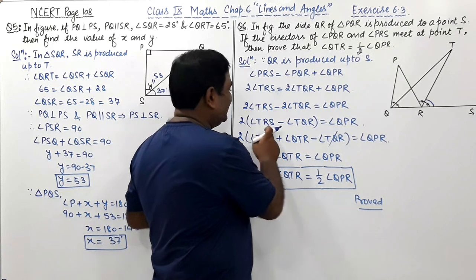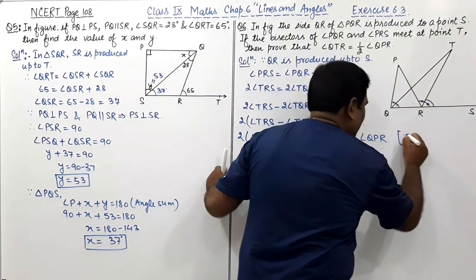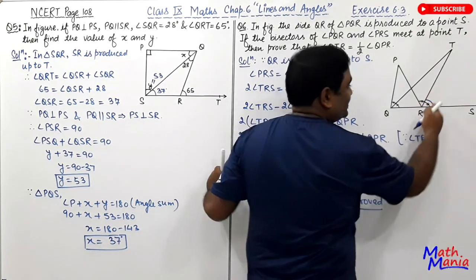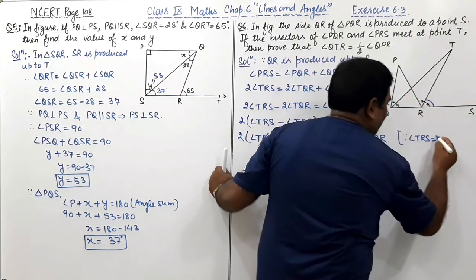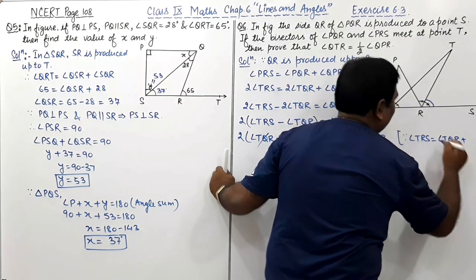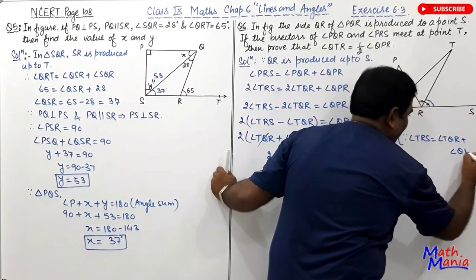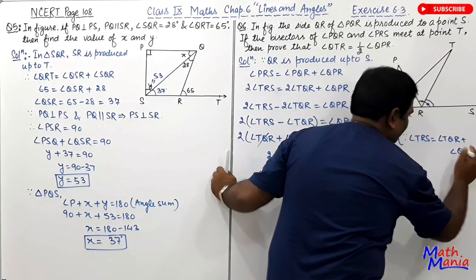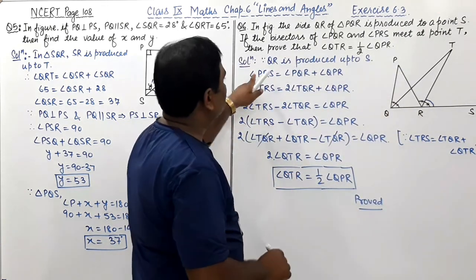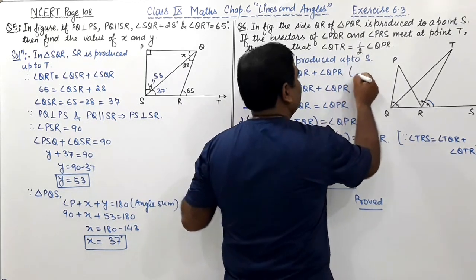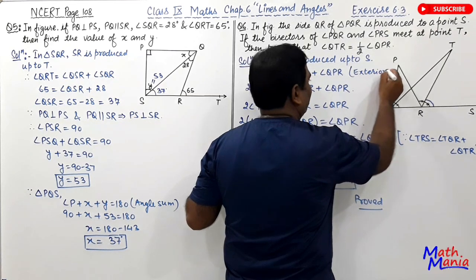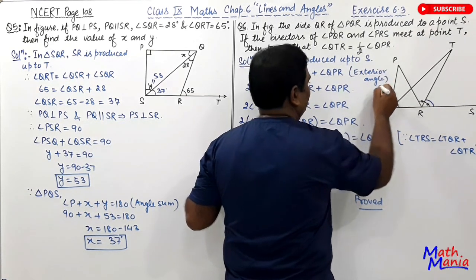Angle TRS, in front of this, since this TRS is the exterior angle of triangle TQR, can be written as angle TQR plus angle QTR. इसका रीजन यहाँ पे लिख दिया. And this is from exterior angle property, this is sufficient to write.